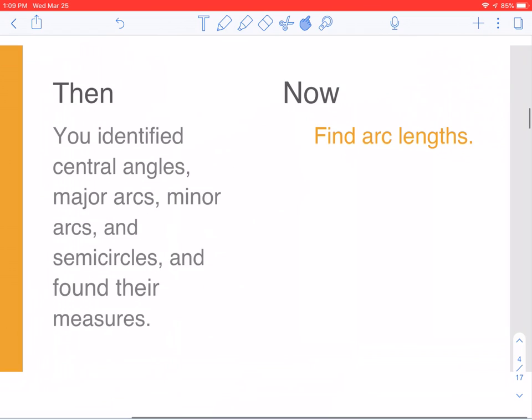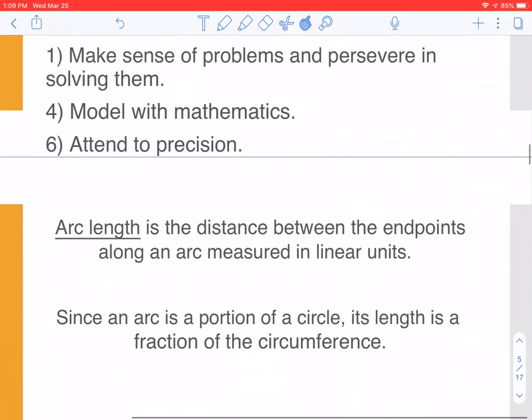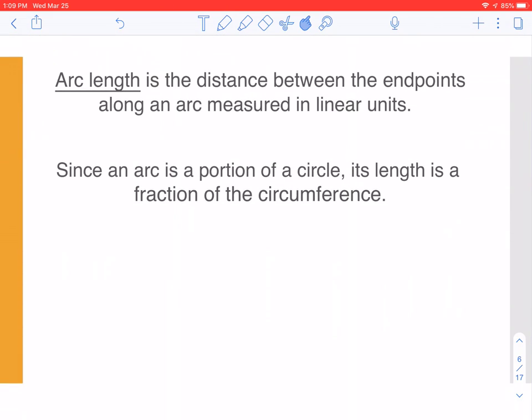Okay, so remember last time we identified all these things, found the angles. Now we're actually going to find the length of the arc. So we were doing the degrees, now we're actually going to find the real length. So the arc length, as you guys see here, is just the distance between the endpoints along an arc measured in linear units, so measured in centimeters, meters, inches.